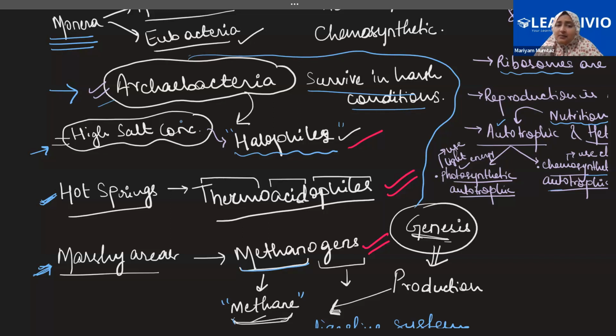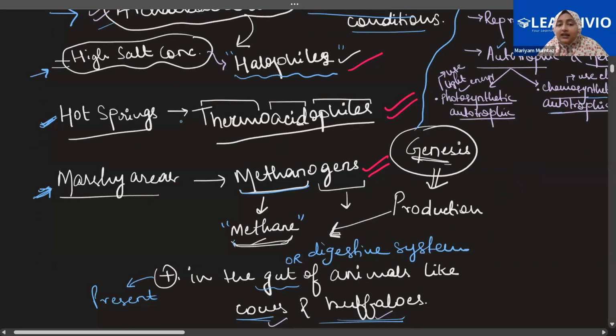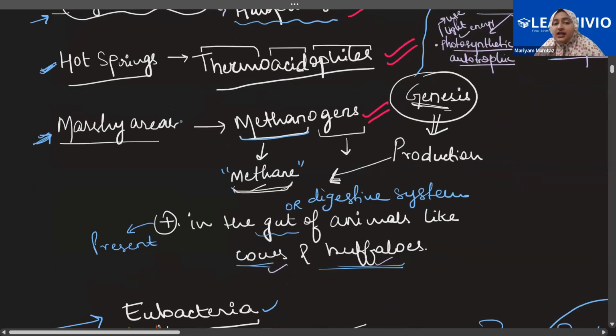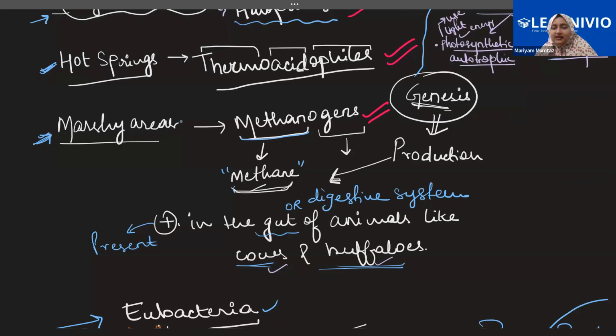Then there are some archaebacteria that can live normally in hot springs, meaning the hot water bodies that we have. They live there, and those are known as thermoacidophiles. And then there are some archaebacteria that live in the marshy areas, meaning where the damp areas are present.